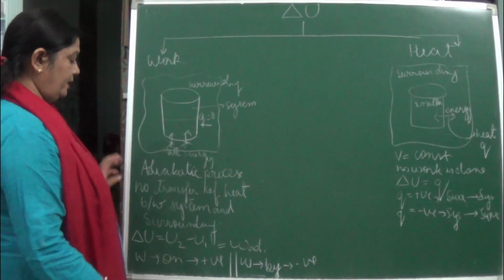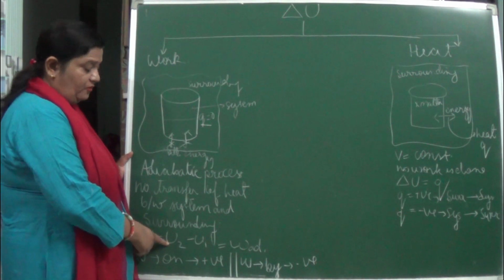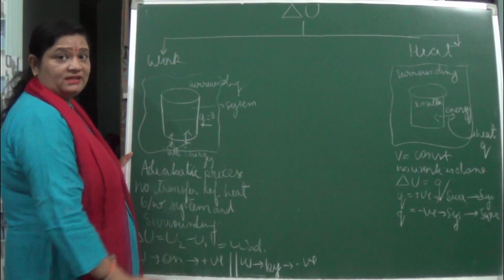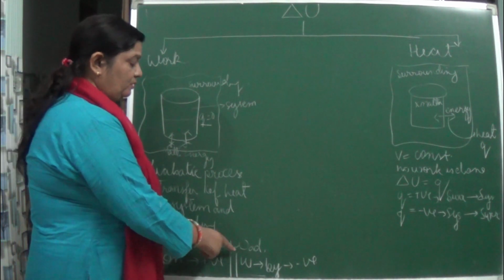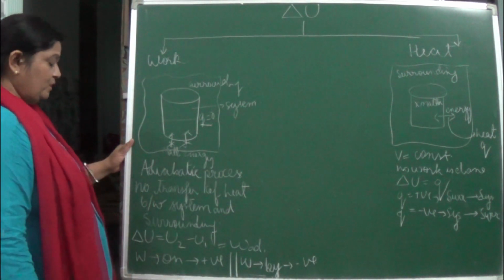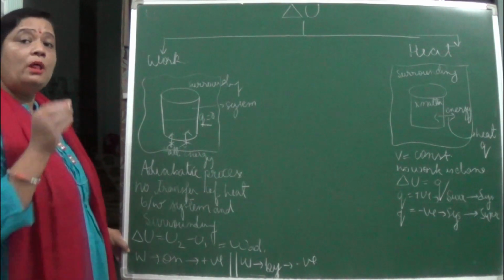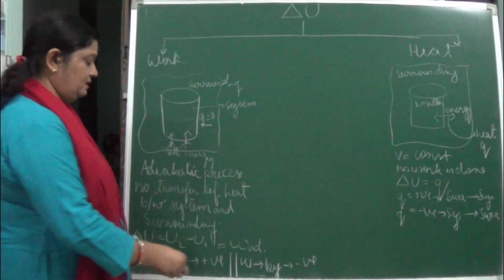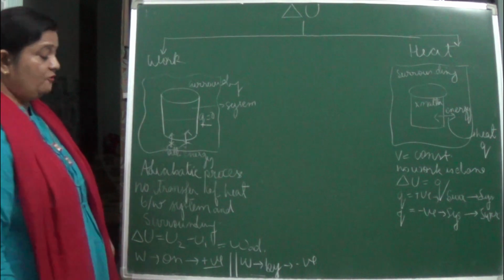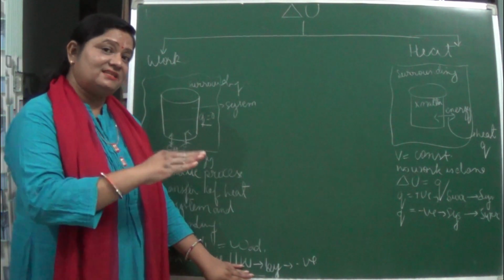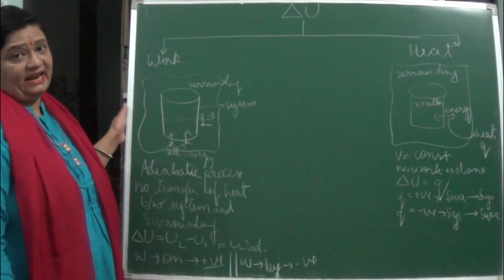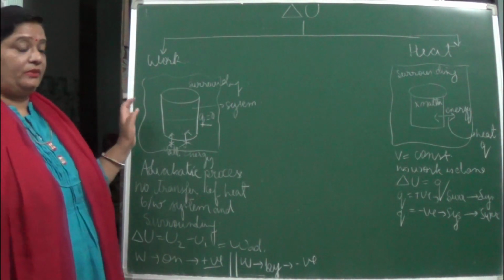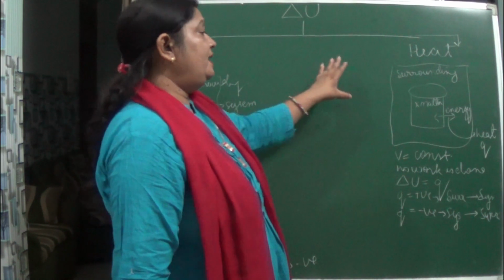We will calculate it as internal energy final minus internal energy initial, U2 minus U1, and that is said to be work done, adiabatic. Now if work is done on the system, we say it is positive, and if the work is done by the system, we say that it is negative. Now, heat.